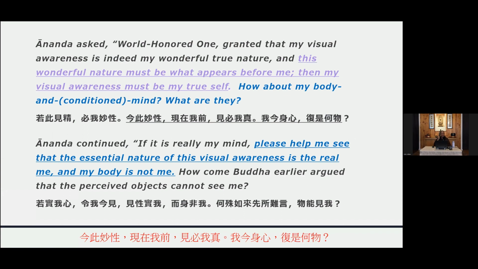Ananda has more questions. Very thankful to Ananda. His question is our question, okay? So he asked questions for us to understand more and deeper.